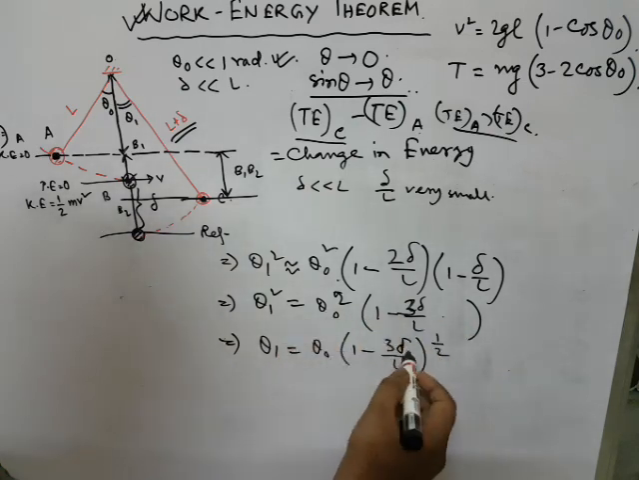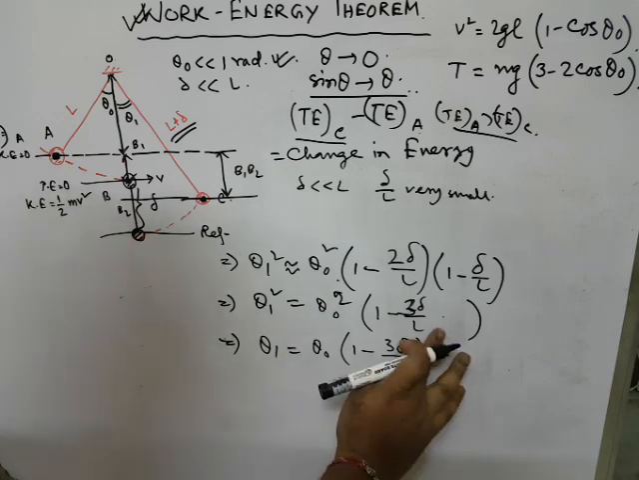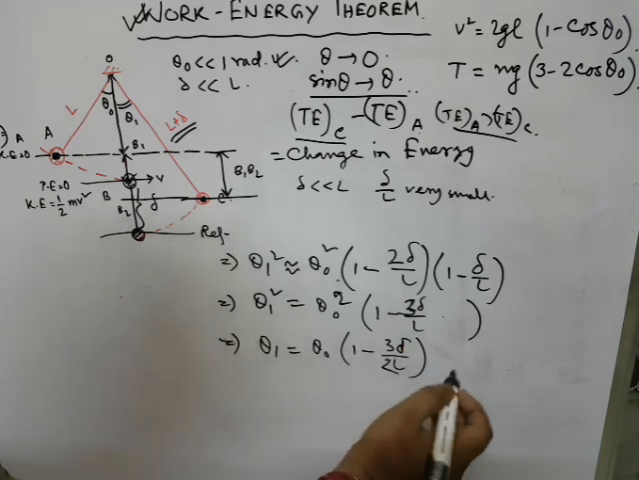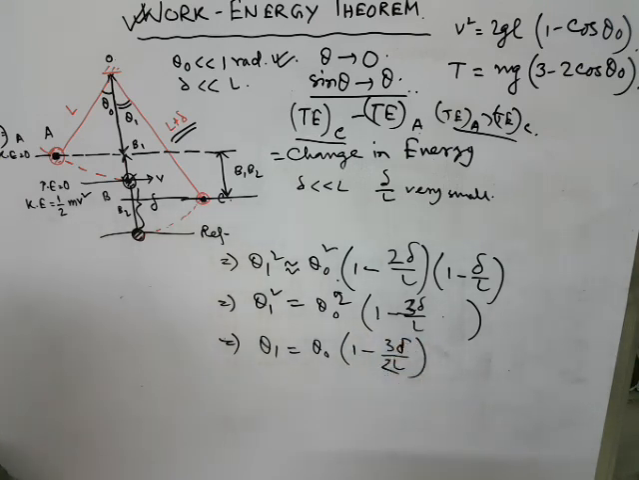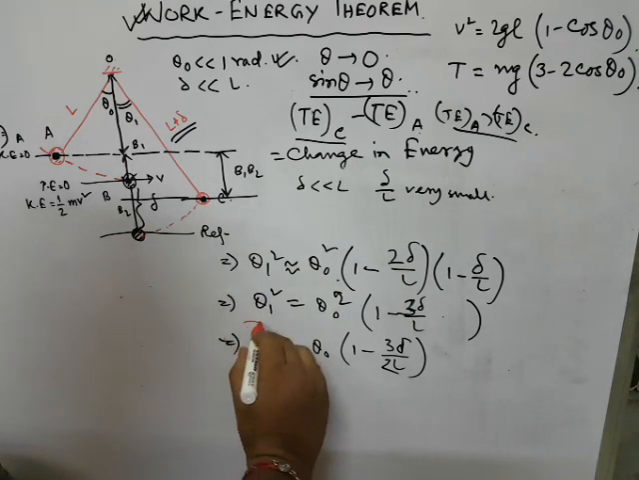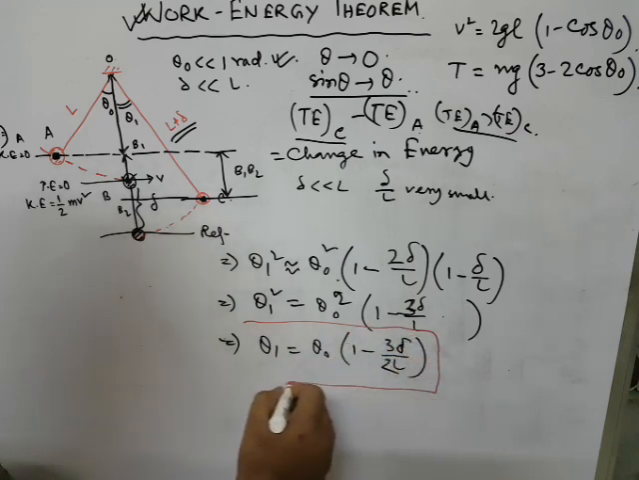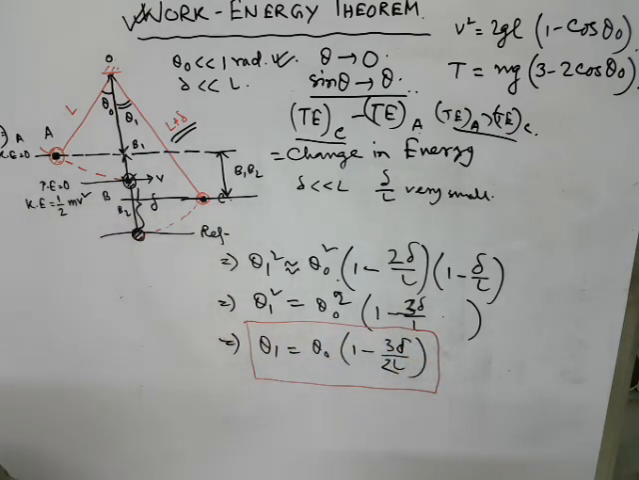So again δ/L is a very small term, so we can consider this as 2L and neglect the higher order terms. So what we will get here is θ1 equals θ0 (1 − 3δ/2L). What we have applied here is mostly the work energy theorem and the conservation of mechanical energy, total energy. This is a very typical and very interesting problem.